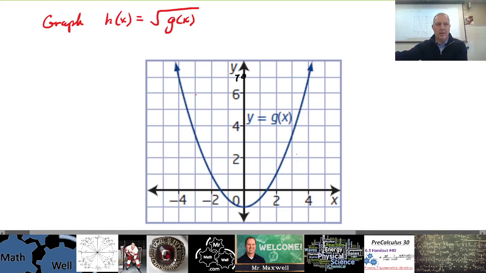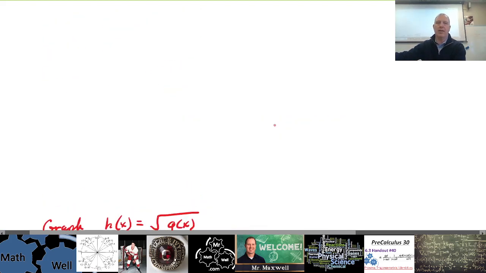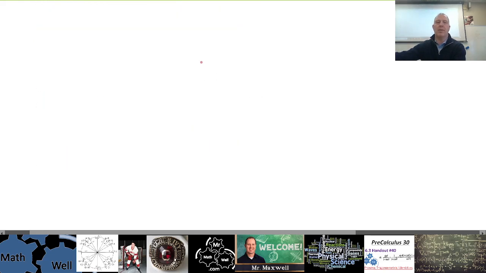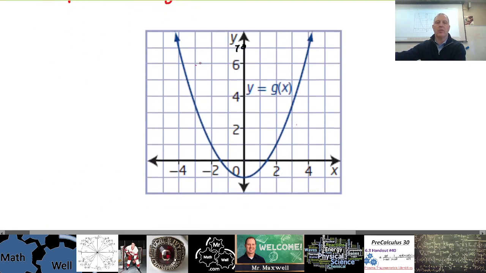So again, I'll switch over to the color red. Now, you might have to get your calculator out because we're going to plot some points here. But remember what we just said about invariant points. Wherever y equals 0 or y equals 1, the square root of 0 is 0, the square root of 1 is 1. So I think the best thing is to start with those points.